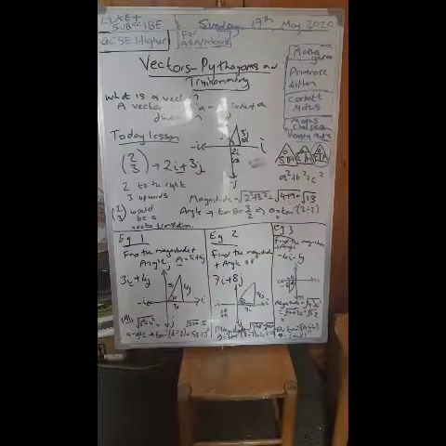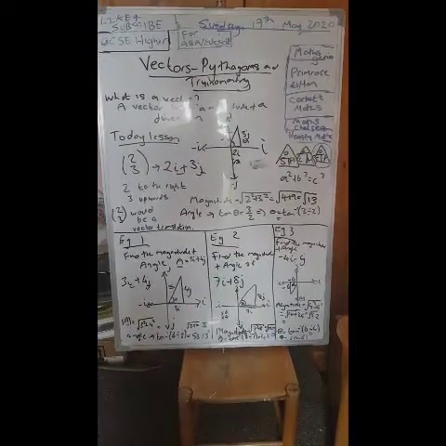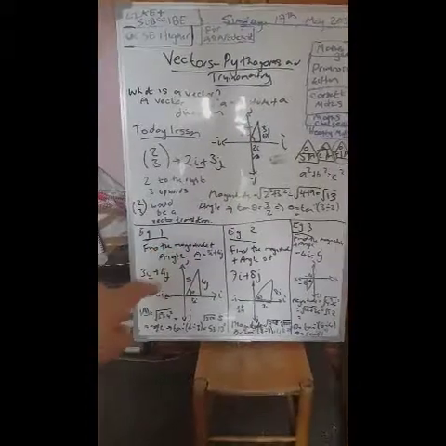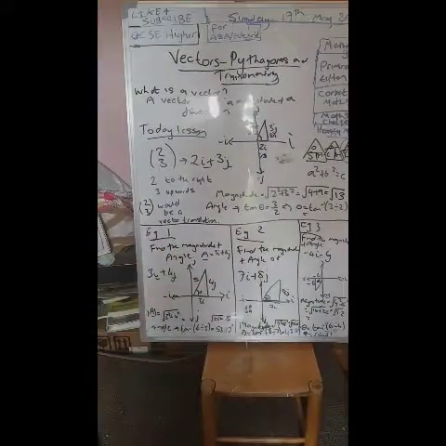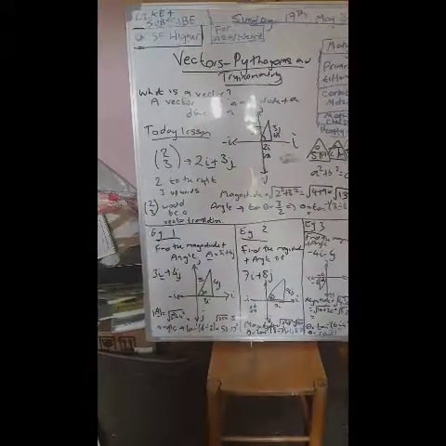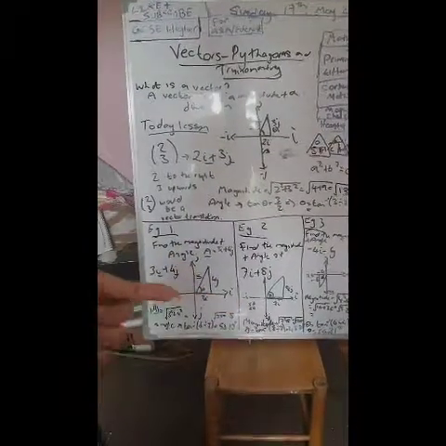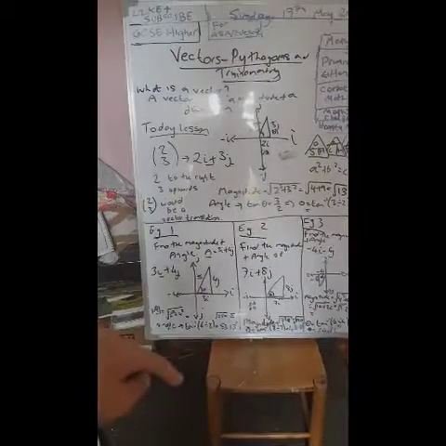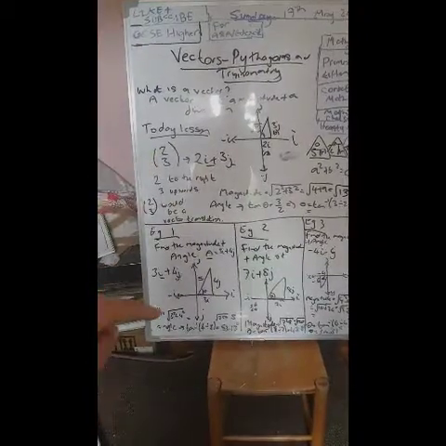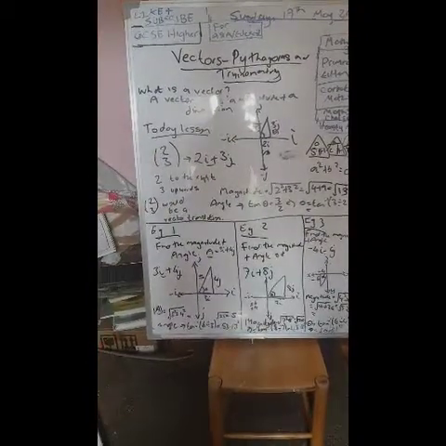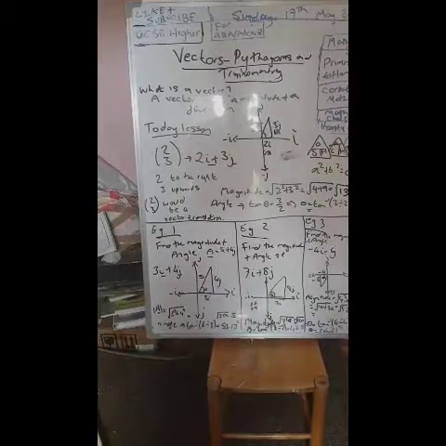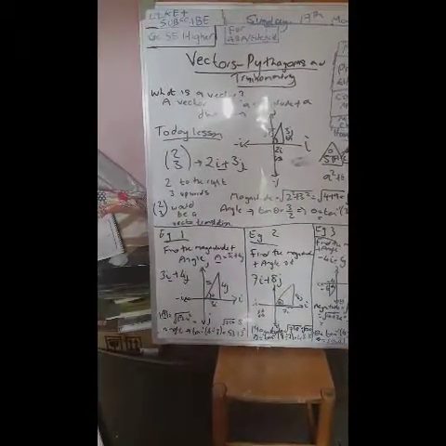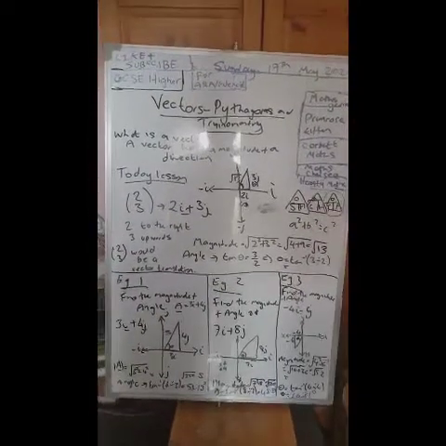Okay, looking at 3 examples for today's lesson. Example 1: find the magnitude and the angle of this vector, a equals 3i plus 4j. First of all, I will draw this vector, 3i plus 4j. If you're interested, it would be 3, 4 in vector notation. The magnitude is just the square root of 4 squared plus 3 squared. So it's Pythagoras.